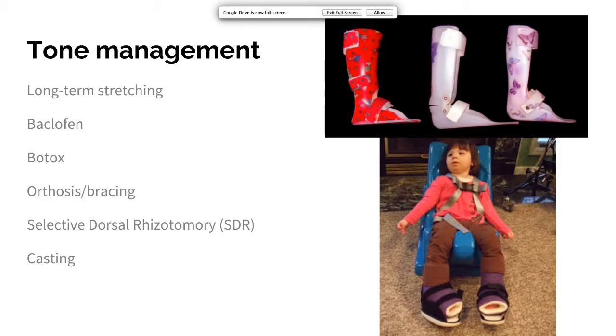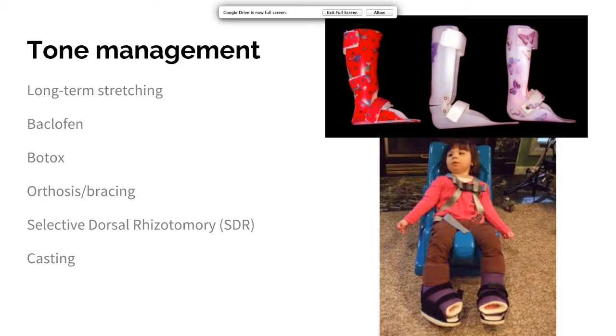Orthoses and bracing may be an option for the child. In the top picture, there are 3 ankle foot orthoses, also known as AFOs, that can be used to manage tone. Baclofen and Botox are pharmacological options that can provide limited relief from increased tone. Botox requires injections every 90 days, and Baclofen involves implanting a pump in the child that needs to be refilled with medication every 1 to 6 months, depending on the child's dose. These are becoming more popular in the United States, but unsure of the access in Africa.